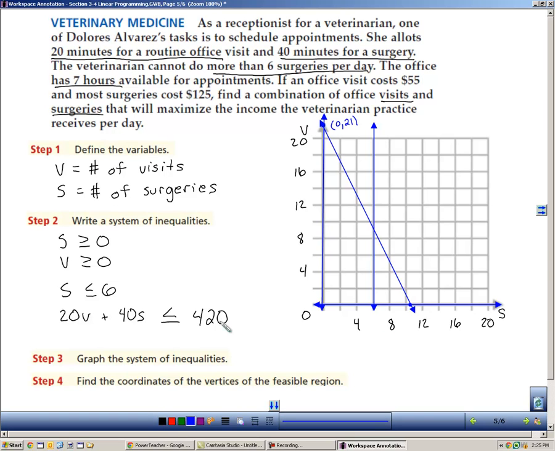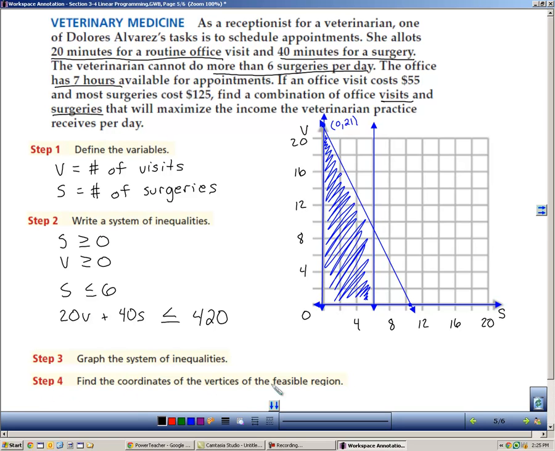Now the last line that I've graphed is right here, and I found points. I found the y-intercept and the x-intercept by plugging in zeros for the other letter. And I found that (0, 21) was a point and (10.5, 0) was a point, so I graphed that line. Because we're less than, we're going to shade underneath it. So here is my shaded region. This is my feasible region. This is the shape that I'm going to look at to do my linear programming.